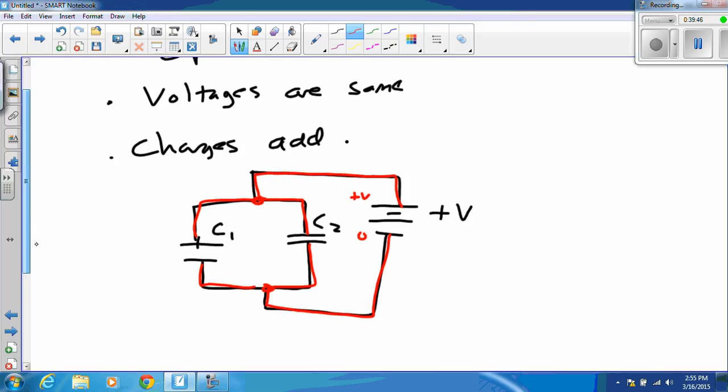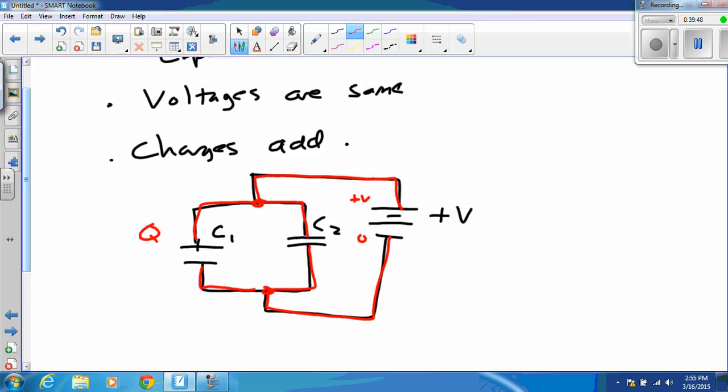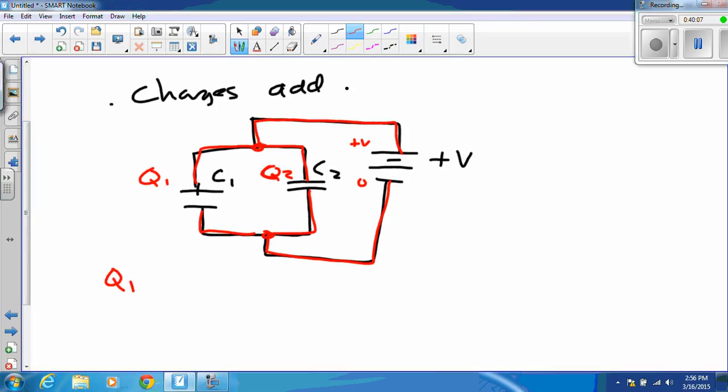Why will the charges add? Well, what I mean by the charges adding is this. Because they are at the same voltage, each one of them is going to have a different charge on it because Q has to equal CV. So we would say that Q1 here has to equal C1 times V, and Q2 here has to equal C2 times V. Right? Are you with me?